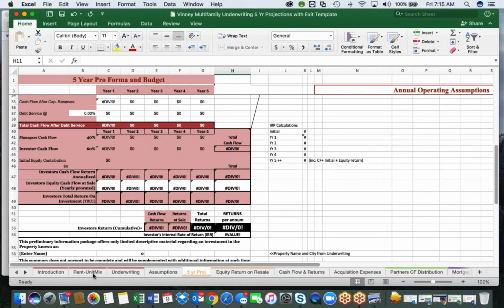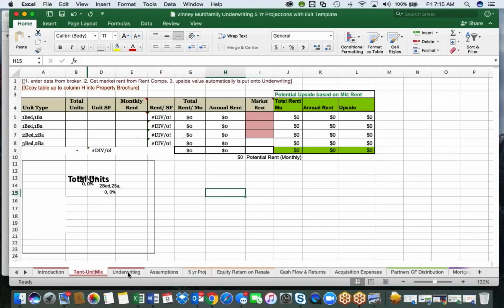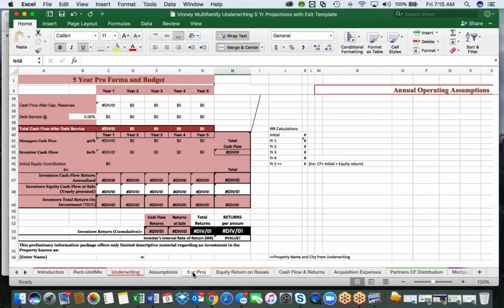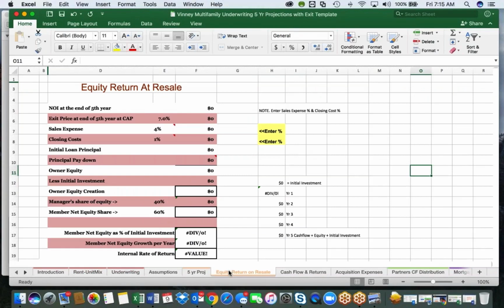So these two are the big things. This one, then this one, and this one. That's the heart of the operation. And then equity return on resale. So we wanted to put together something, okay, in the fifth year, what will it bring?